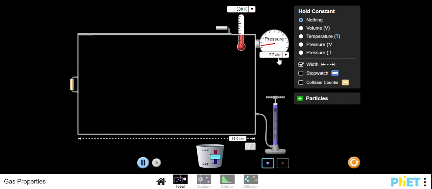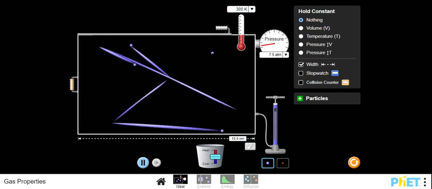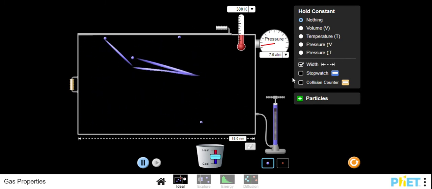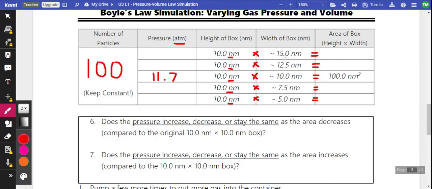My pressure is now down to like 7 to 8 atmospheres. It's kind of floating around 7.6 or so, 7.7 maybe. So I could go back to my lab here, and at 15 nanometers, we're sitting at about 7.7 atmospheres. By doing this, you should find a trend, a relationship, between pressure and the size of the box.